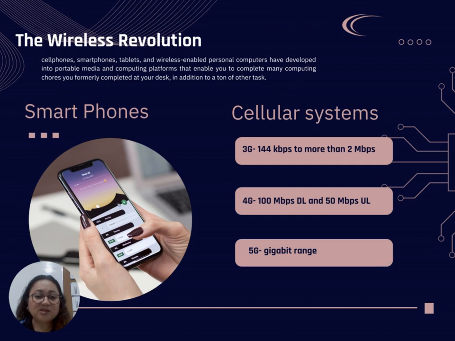So next po is yung 4G na po, which operates at substantially faster speeds of 100 Mbps download to 50 Mbps upload. So there is enough capacity to watch high definition movies on your cell phone. LTE, or what we call Long-Term Evolution, is the current 4G standard.